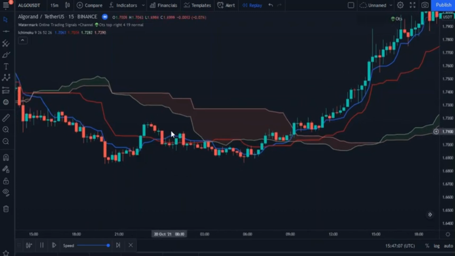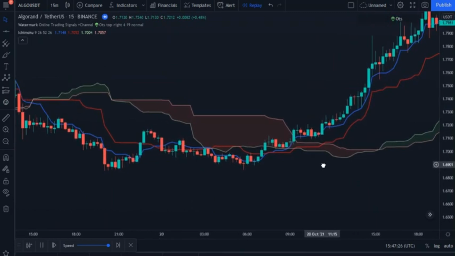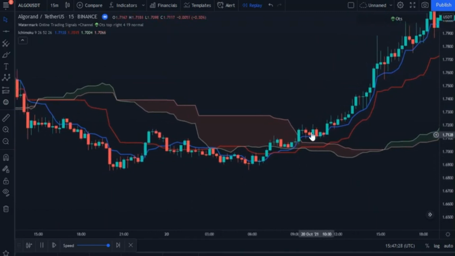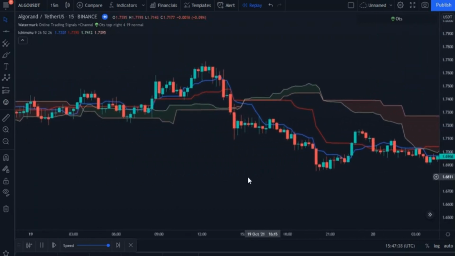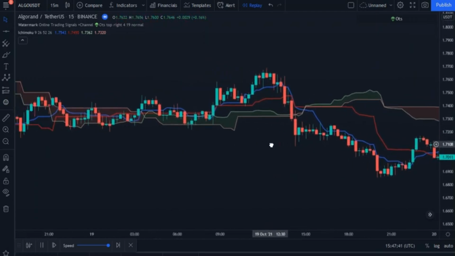Well, look here, the first condition is met, which is the intersection of the blue line over the red. But the candles have gone down just below the intersection of the two lines, and the cloud has not been crossed. Well, it was a fake signal. Contrary to this signal here, this one is excellent. Here too, the entry point was good.